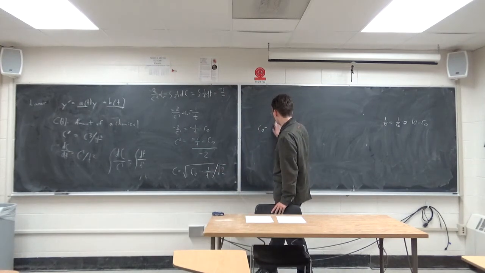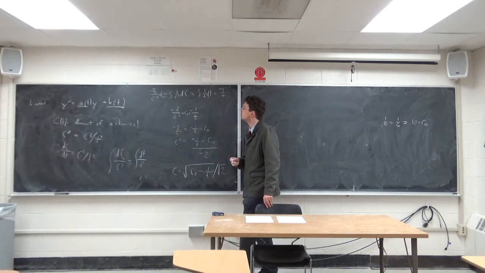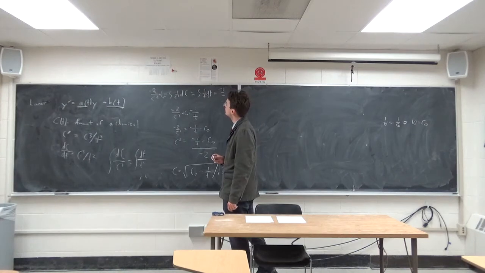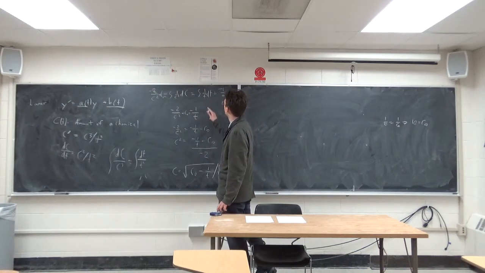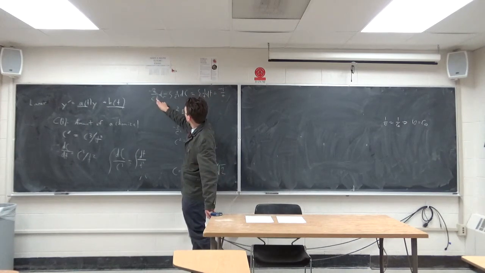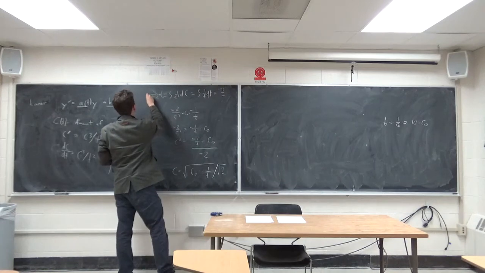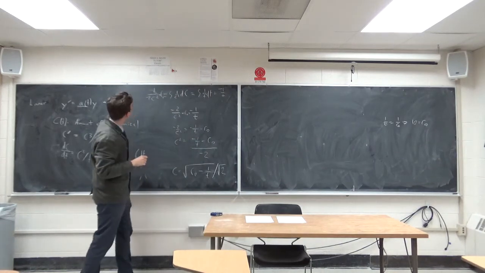Oh wait. Wait, no, that was correct. Yes. Shouldn't it be 1 over negative 2c squared? 1 over negative 2c squared for that, I think, yeah. 1 over negative 2. Yes. Yes, that's right.